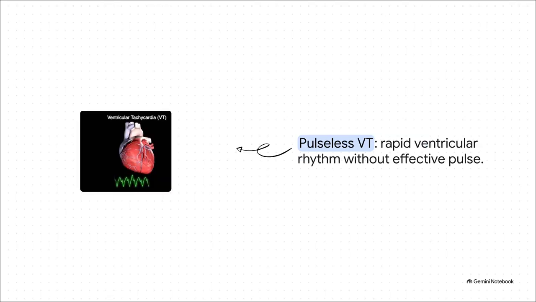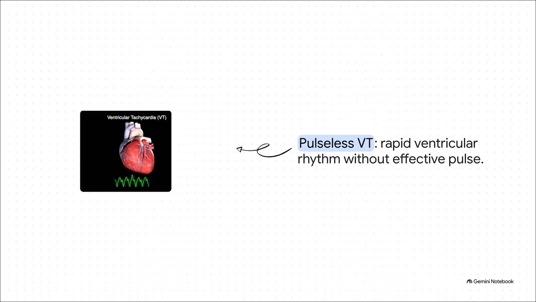Now, in contrast, we have pulseless ventricular tachycardia, or VTach. Unlike that chaotic quivering of VFib, VTach looks like rapid, organized ventricular firing. The problem? Well, the heart is beating so furiously fast that it just doesn't have time to fill with blood between beats. The result is exactly the same: no palpable pulse and zero effective circulation.